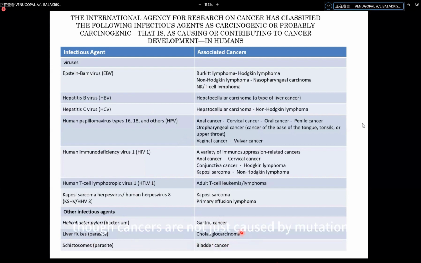So cancers are not just caused by mutation, as we learned earlier, but also by infection, which alters the cell mechanism and cell genetic information.